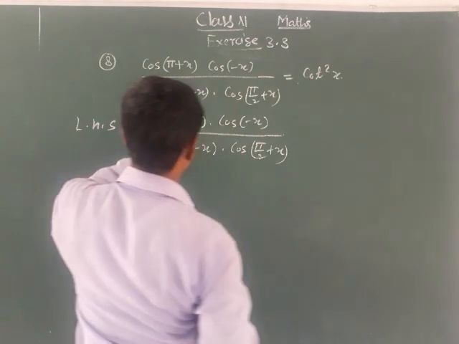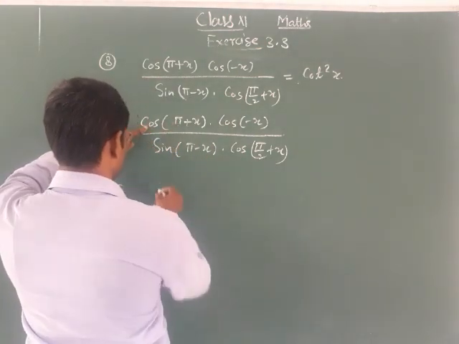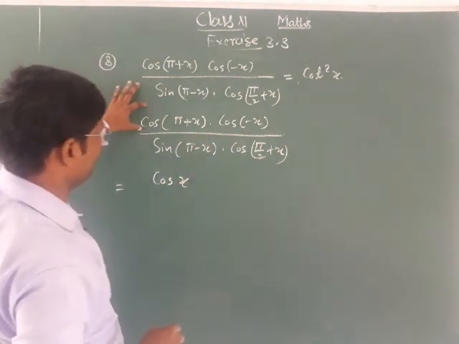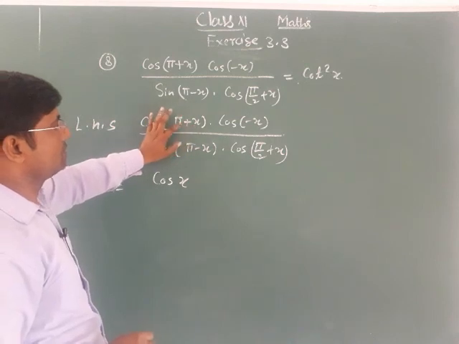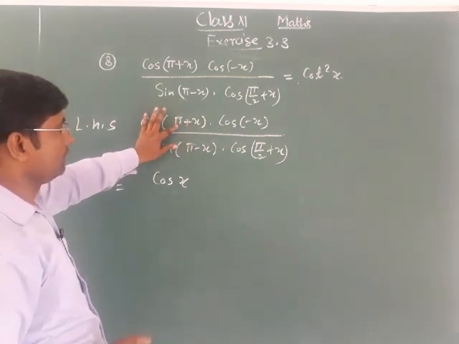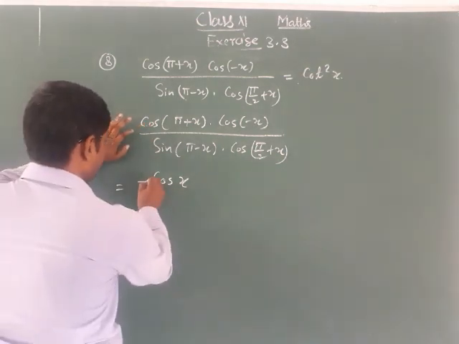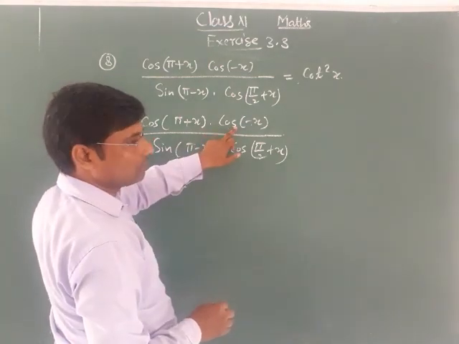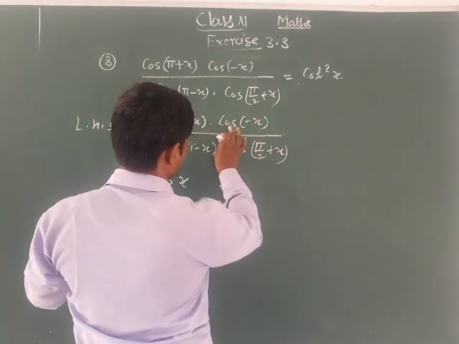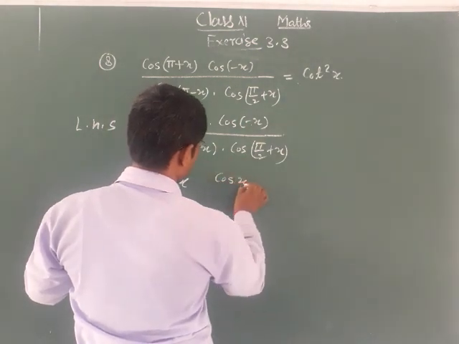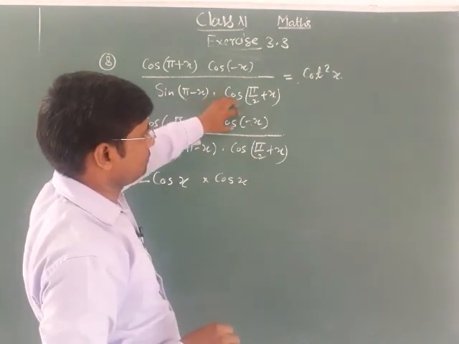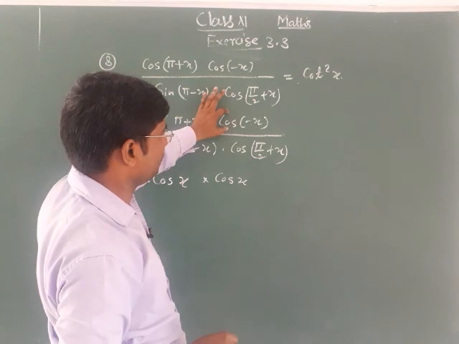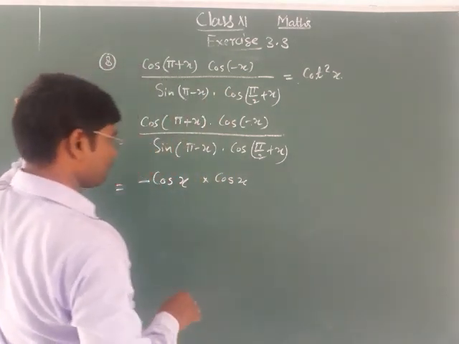Now cos(π + x), cos(180 + x): this is due to π, so no change of ratio, it stays cos x. Now π + x lies in the third quadrant, so the value of cos is negative. And cos(−θ) is equal to cos θ, so cos(−x) is cos x, because −x lies in the fourth quadrant where cos is positive, no change of sign.